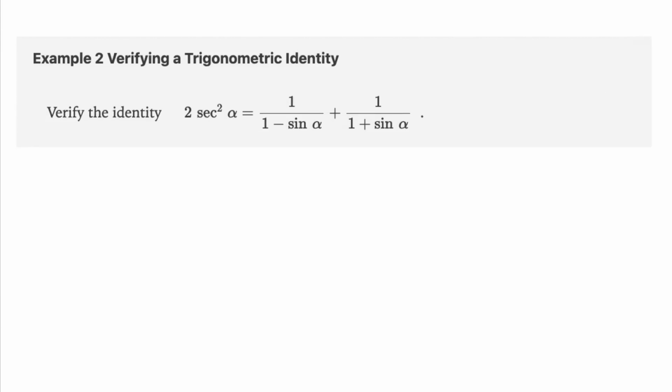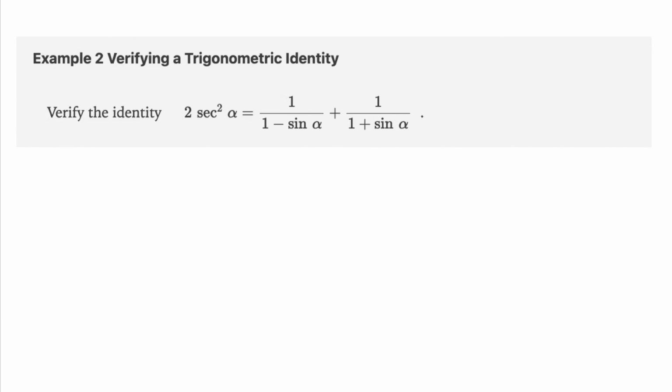Now let's take a look at the second example in section 5.2 where we are asked again to verify the identity, but this time it's a little bit more complicated looking than the previous case. Here we have 2 times the secant squared of alpha equals 1 over 1 minus sine of alpha plus 1 over 1 plus the sine of alpha.